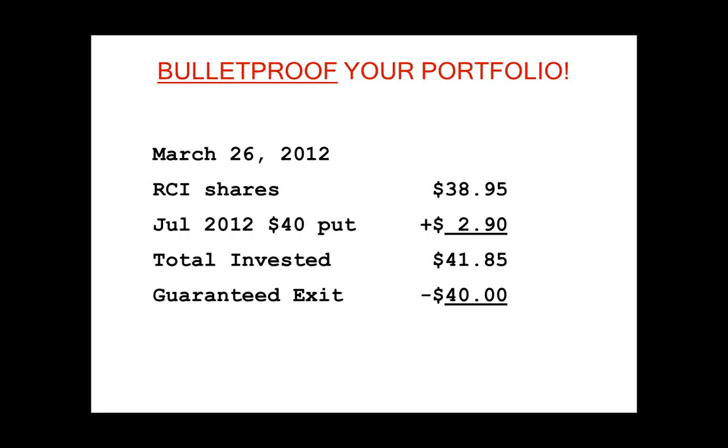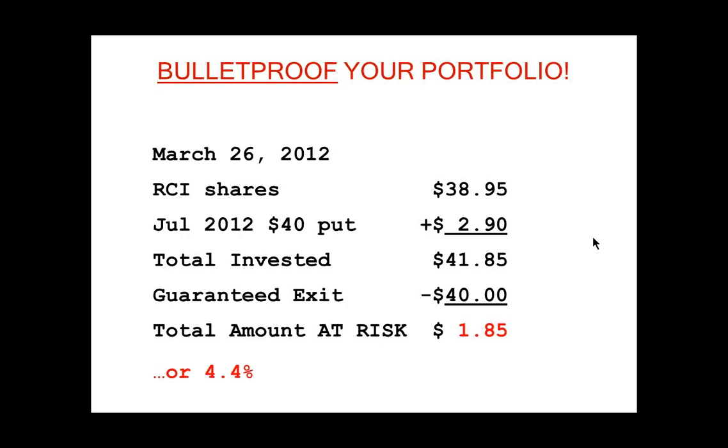Why does that matter? Well, if the stock goes to 30, it'll matter. If the stock goes to $25 a share, it'll matter. I'll be able to get out of that position for 40 bucks. Therefore, really the only amount that's at risk here is the difference between my total invested amount and my guaranteed exit. And as a percent, it's really low. We're looking at 4.4% of this overall position.